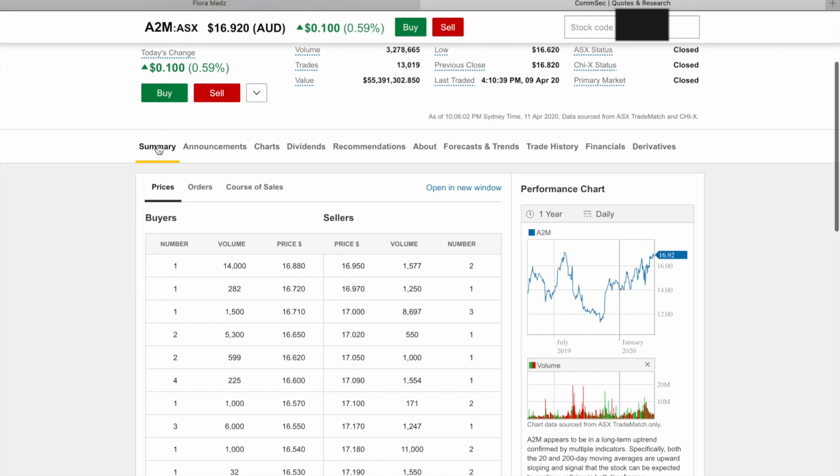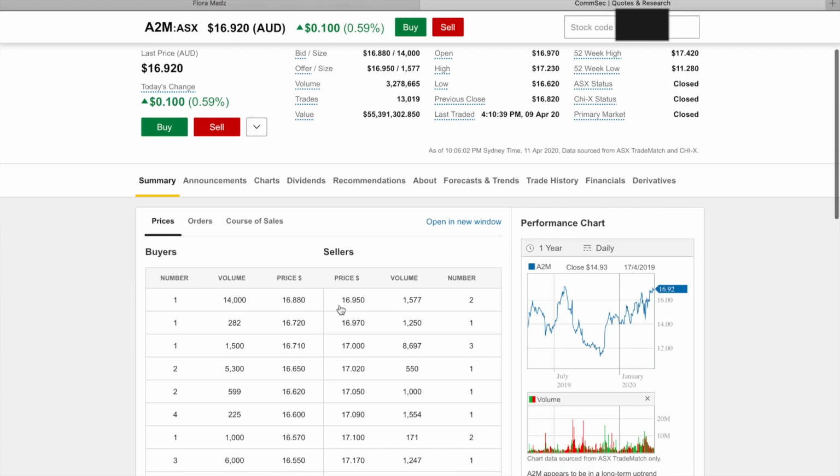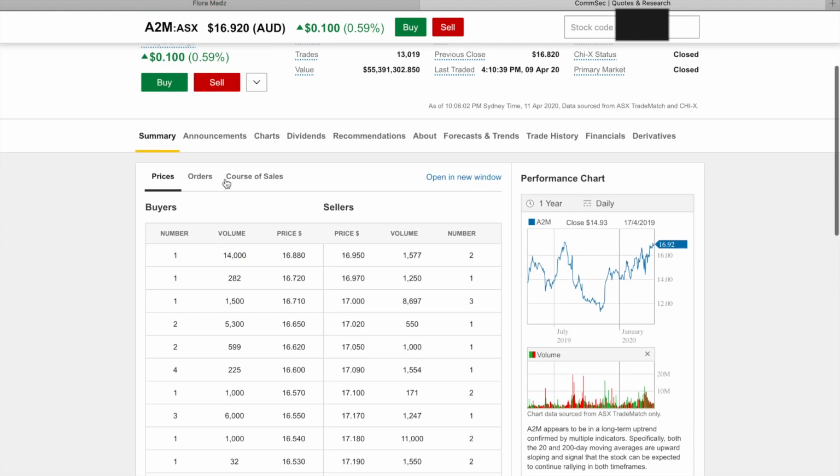Anyway, you've got these tabs: summary, announcement, charts, dividends, recommendation, and all that stuff. I'm just going to go quickly over these tabs, because they are quite important when you're making an order. The summary gives you the buyers and then the sellers. For the buyers, you've got the number of buyers willing to buy the stock, the volume they're looking for, and the price they're willing to pay. On the seller side, you've got the price they're willing to sell for, the volume they want to sell, and the number of sellers.